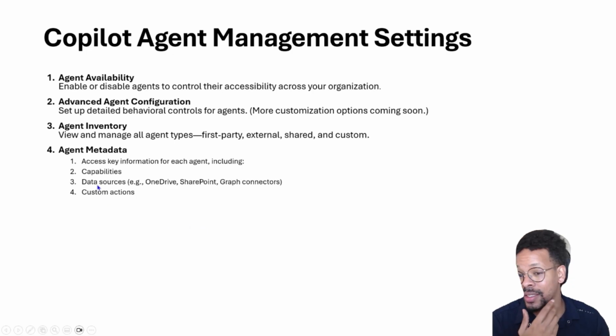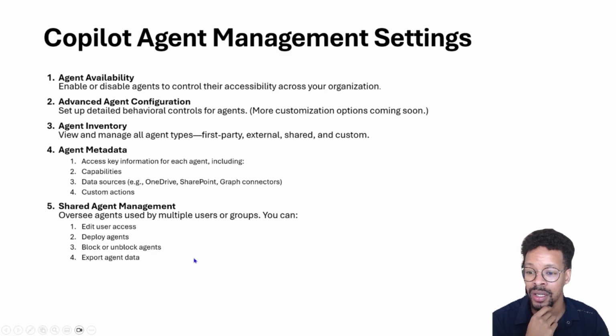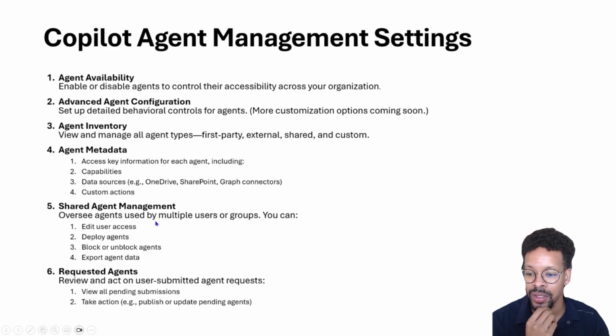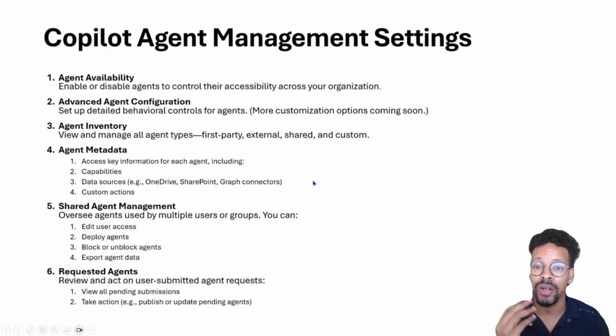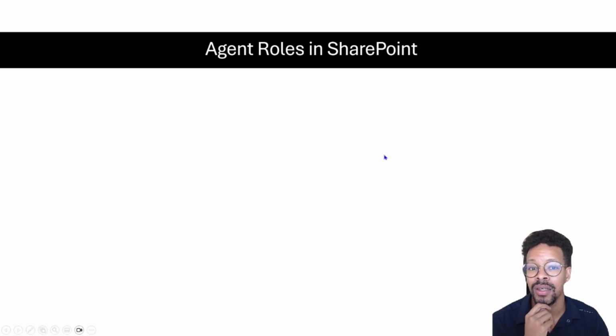We have already seen this. You can see we have seen the capabilities, and we have seen the data sources and the custom actions. For shared agents, it's exactly what we've seen too. For requested agents, you can also view all pending submissions and take actions on them. So this is basically what you can do for Copilot agent management settings.